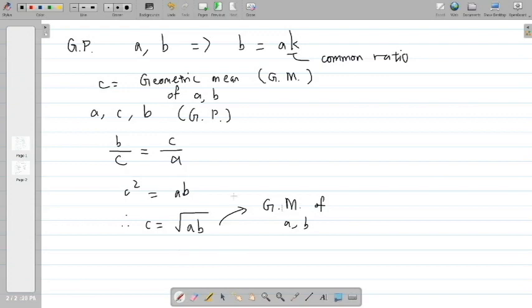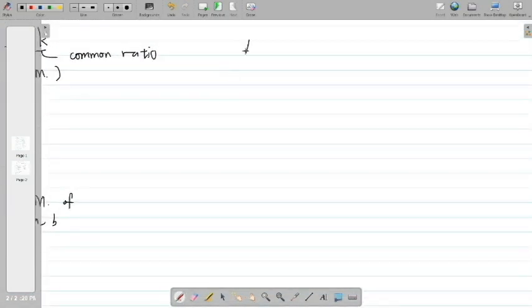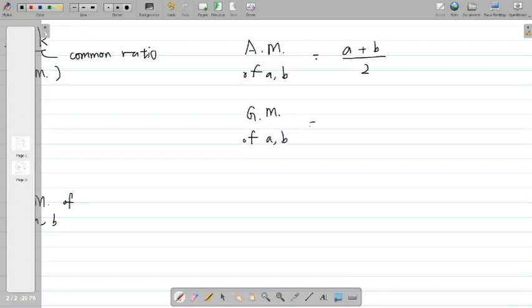Right? And let's summarize what we just said. The arithmetic mean of A and B is equal to (A plus B) over 2. And the geometric mean of A and B is equal to the square root of AB.